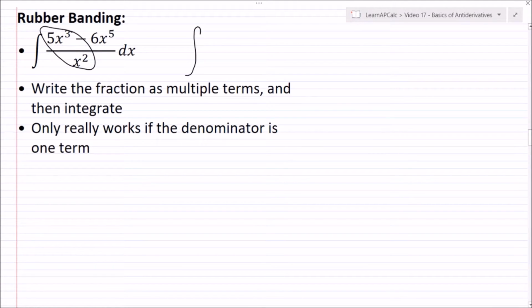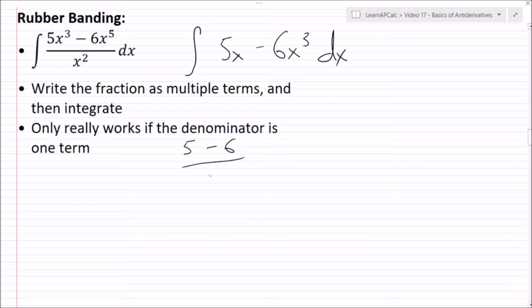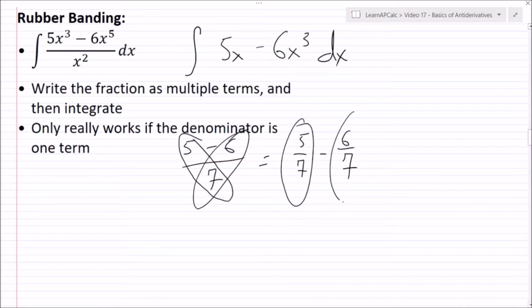this divided by this. So it's just going to be 5x, and then here, 6x cubed. And now we can take an integral. So we're writing our fraction as multiple terms, and then we're integrating. This technique is very useful, but it only really works if the denominator is one term. If you're wondering how I did that, consider the example of 5 minus 6 all over 7. This is equal to this. That's essentially what we're doing when we rubber band: 5 over 7 right here, 6 over 7 right here. And what this does is it sort of negates the fraction and gives us something we can integrate.